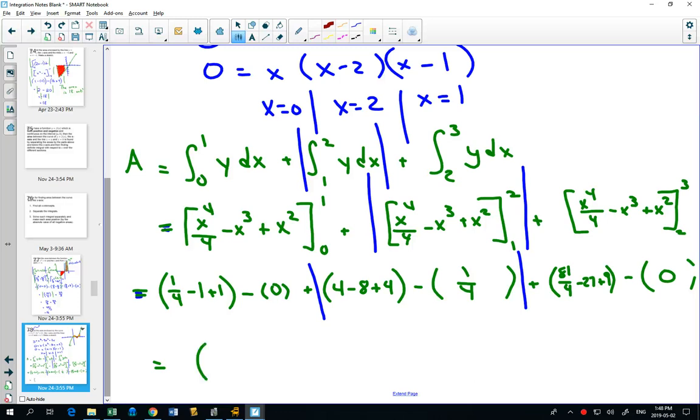And so I've got, from the first ones, just 1 quarter, plus, put my absolute value bar still there. From my second ones, I'm going to get negative 1 quarter. And from my third ones, 81 over 4, minus 18. 18 is 72 over 4. 81 minus 72, 9 over 4. Yes? Did I make a mental math mistake? I think we're good.